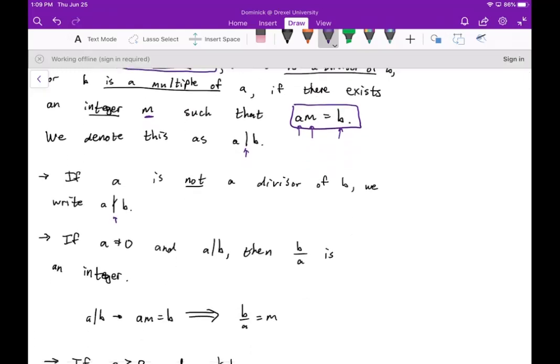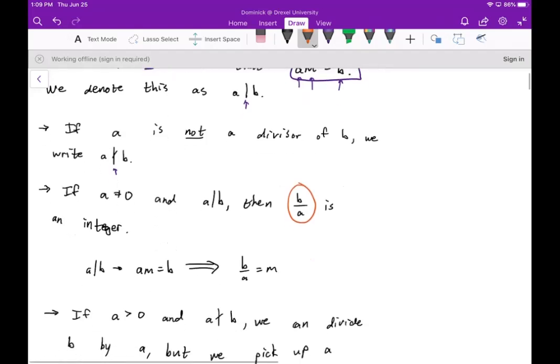Now, if a is not equal to 0, and a divides b, then that means that b over a is an integer. You can show that very easily, because if a divides b, that means that for some integer m, a times m is equal to b. If you divide both sides by a, you get that b over a is equal to m. And this is true for some integer m, so we know that m is also an integer. So b over a is.